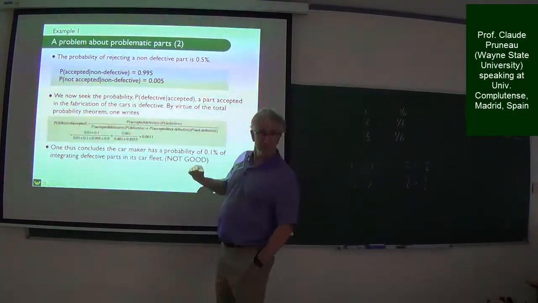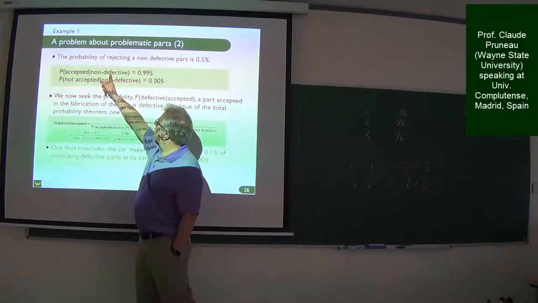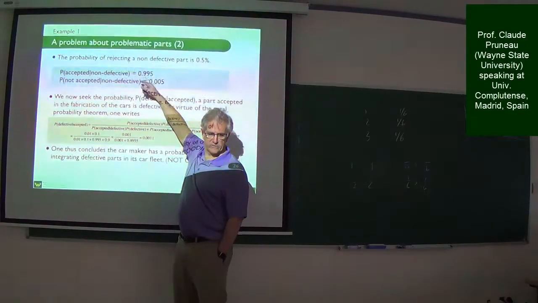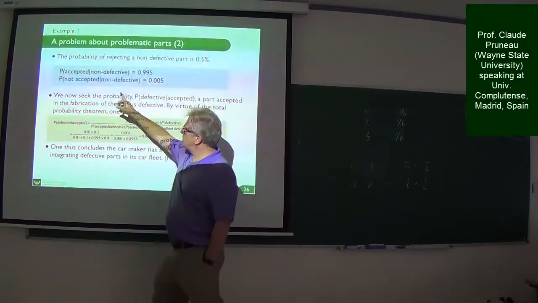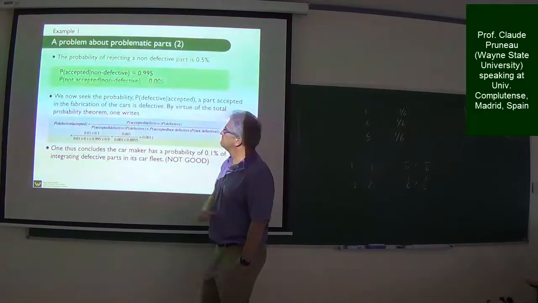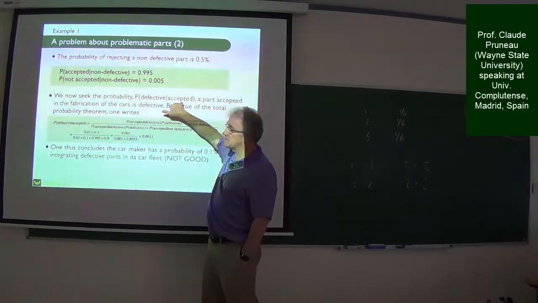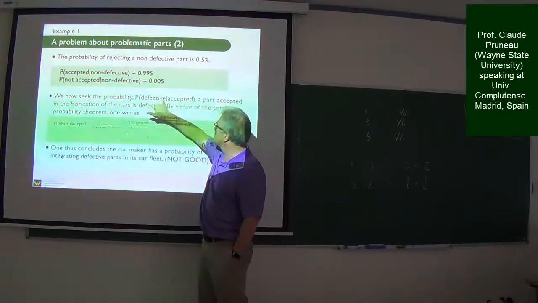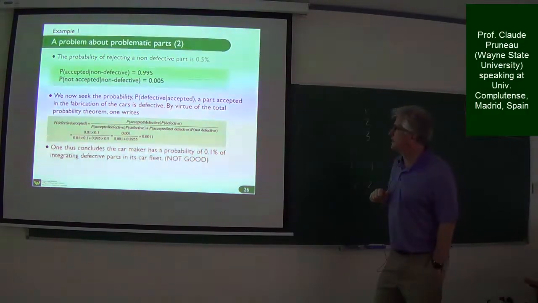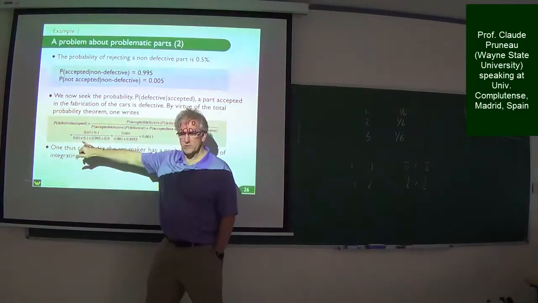And so let's put this in base there. So the probability of accepting a part when it's non-defective is 99.5%. So that was the 0.05 of rejecting. The probability of not accepting the part when it is non-defective is 0.005. The probability of having a defective part when it is accepted is going to be given by Bayes' theorem. So let's read this. I hope you can read this from the back.